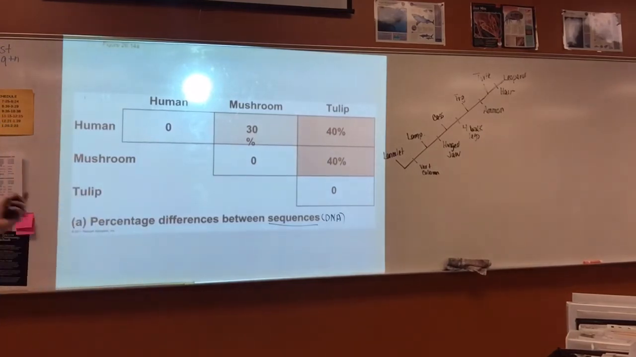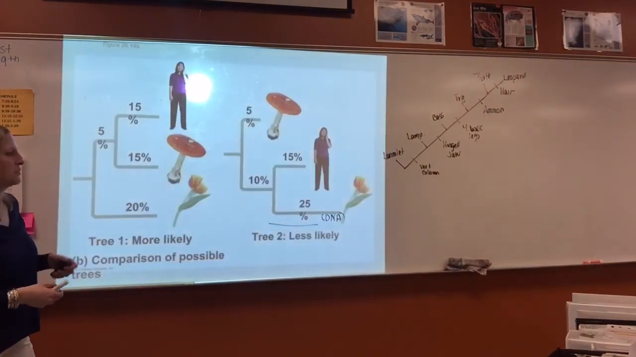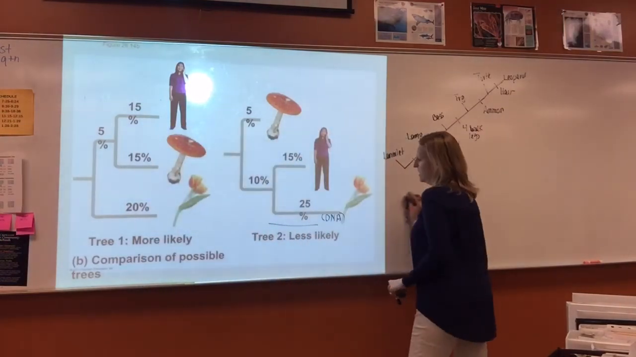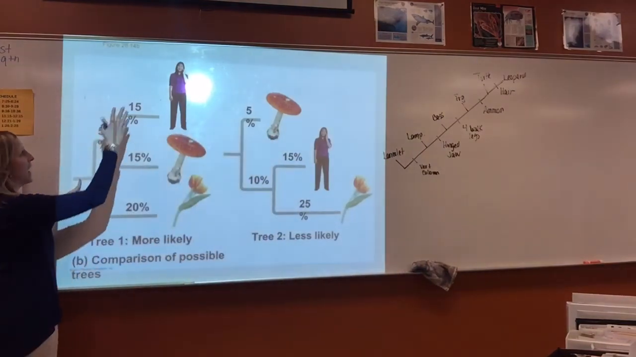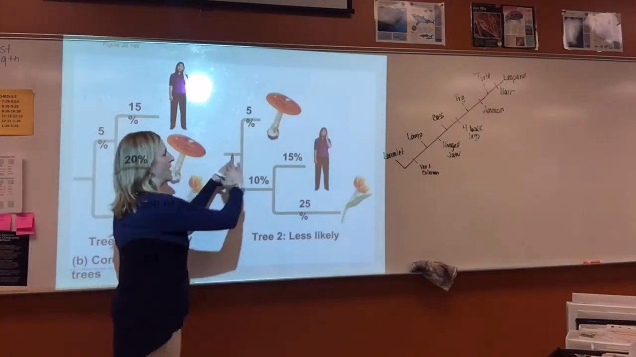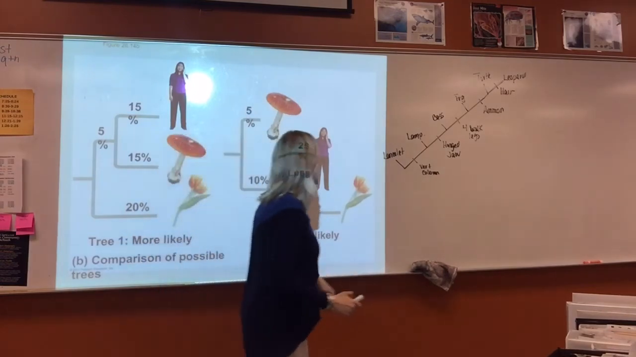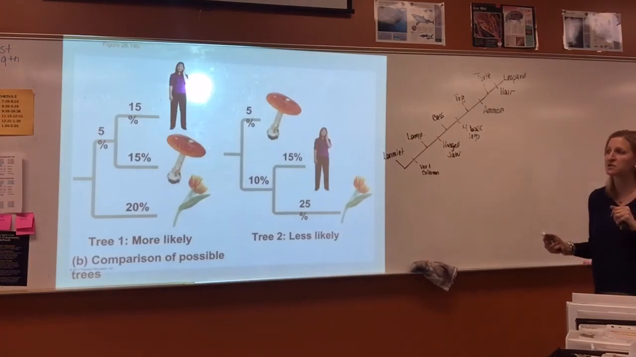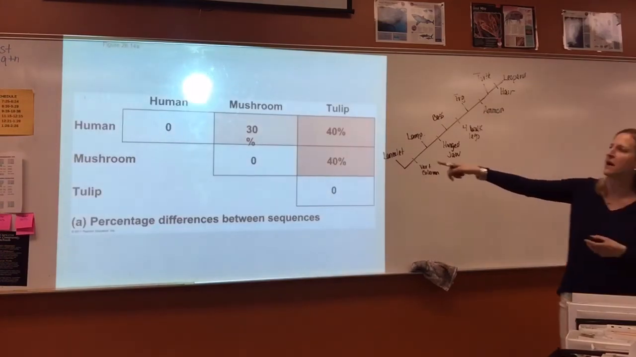From these differences, we can construct genetic trees. We only have 3 organisms here, so here are 2 examples of a phylogenetic tree. In this case, there's the root, and we have the human and the mushroom coming off the same branch, and the tulip over here. And in this one, we have the mushroom branching off by itself, and then the human and the tulip. Let me talk about what these numbers mean and how they made these based upon this data.